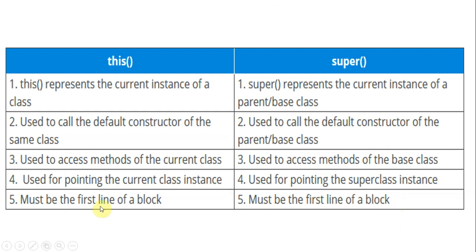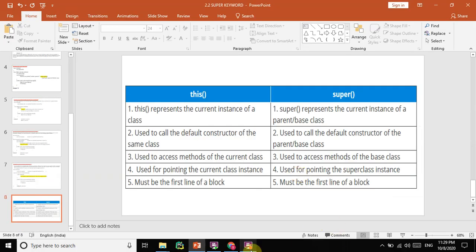But when it comes to this, there is no base and superclass available. Use it only to call the default constructor of the same class, access the methods of the current class, and point to the current class within the class. To access anything within the class we can go with this. In inheritance, with a superclass or base class, parent class and child class, we go with super. Okay, so these are the differences. So that's about the class. Thank you.